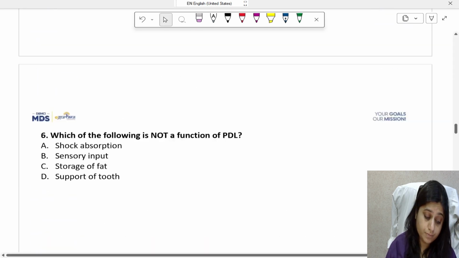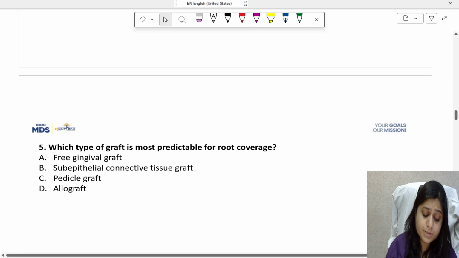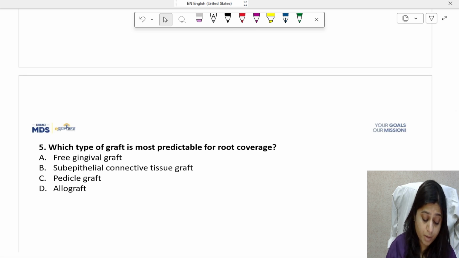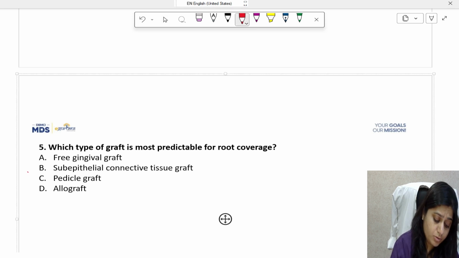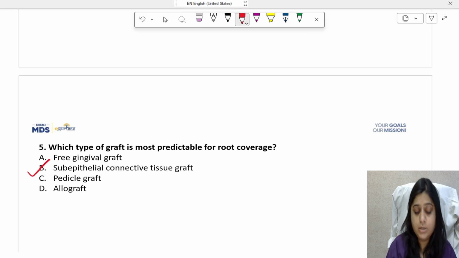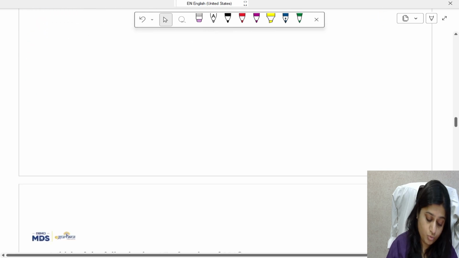Now the next question. Which type of graft is most predictable for root coverage? Option A is free gingival graft, option B is subepithelial connective tissue graft, option C is pedicle graft, and option D is allograft. The answer to this question is SCTG, subepithelial connective tissue graft.